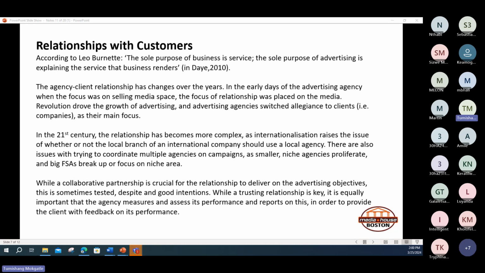So it says while a collaborative partnership is crucial for the relationship to deliver on the advertising objective, this is sometimes tested despite good intentions. So we also say that while a trusting relationship is key, it is equally important that an agency measures and assesses its performance and reports on this. Meaning on the services. So if maybe the client says, please do a campaign, it is the duty of the agency to measure the performance.